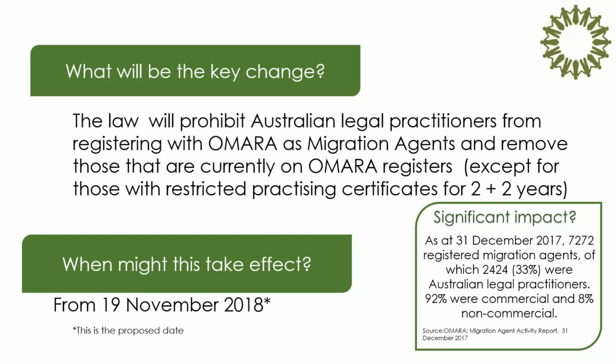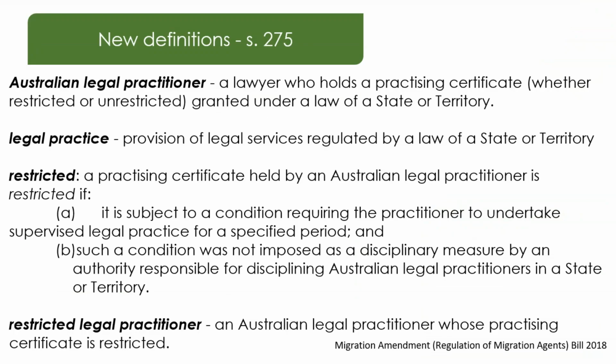Those lawyers who hold a law degree, holders of restricted legal practicing certificates have a transitional period of 2 years with another 2 years possible extension to allow their MARA registration to continue to obtain an unrestricted practicing certificate. And lawyers who hold a law degree but no practicing certificate, or are admitted as lawyers and don't have a practicing certificate, will still be able to renew their registration with OMARA and won't be impacted at that stage by these changes. So it's a significant impact. At the moment, there's around 7,300 registered migration agents, around 33%, 2,400, were Australian legal practitioners, and 92% commercial and 8% non-commercial. So let's have a look at some of the new provisions in the Act.